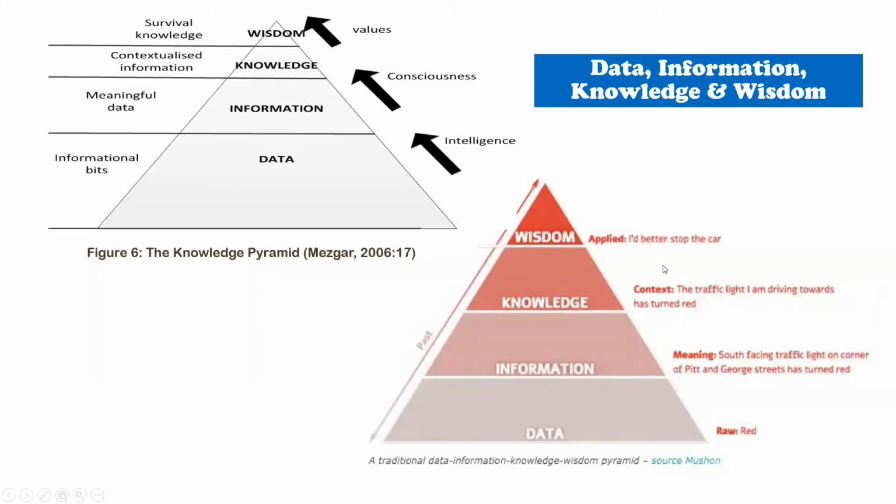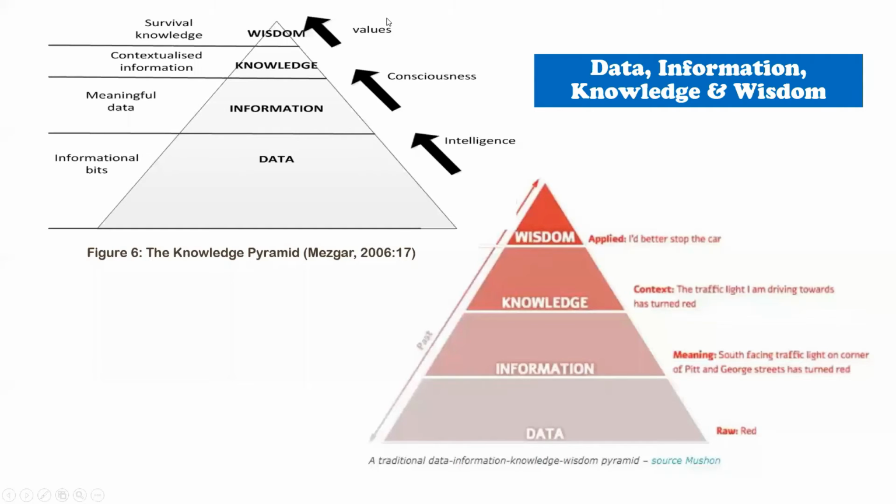And then knowledge is: the traffic light I'm driving towards has turned red. This knowledge is contextualized information. Context means that you, as a person, are there within the time and space context, so you contextualize this information. You're driving a car and suddenly you see the traffic light has turned red. Then wisdom, based on your experience, when you apply the knowledge, you will say better stop the car, otherwise an accident will happen.